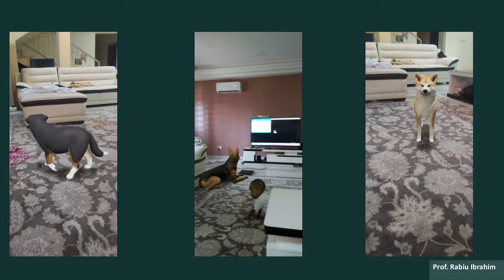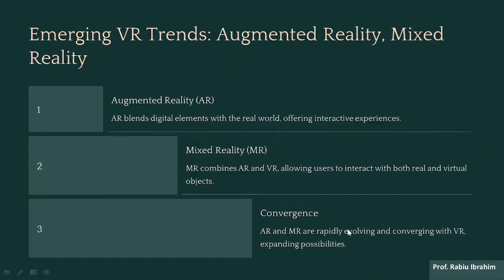So what is mixed reality? Having the three-dimensional object, which is virtual, and interacting with the physical object. So you have the augmented, you have the virtual realities, and you have the physical. Let's see what we have here. It's a combination of AR and VR, allowing users to interact with both real and virtual objects.